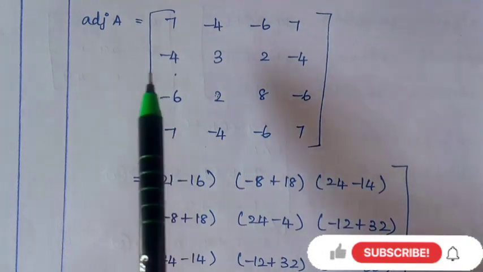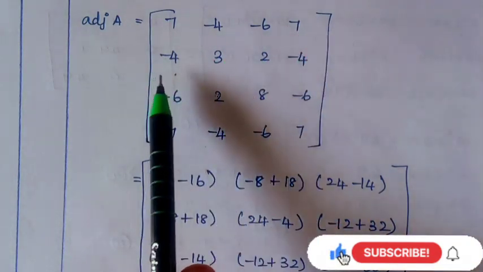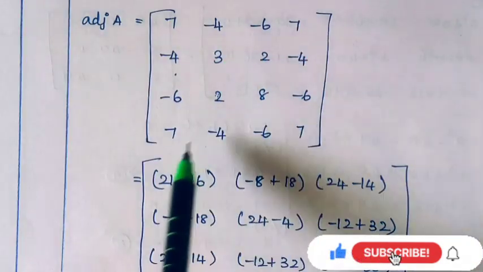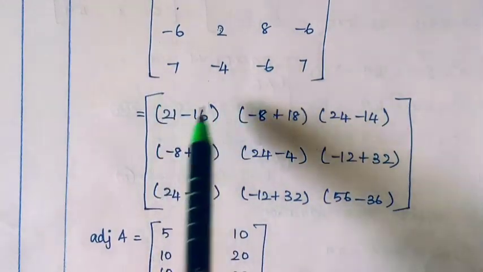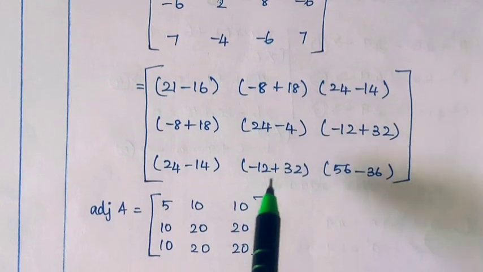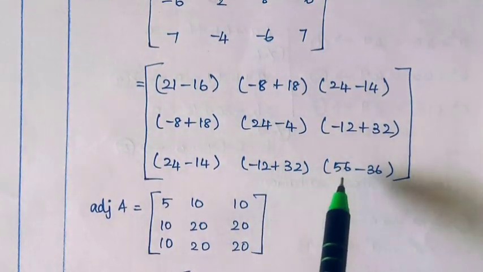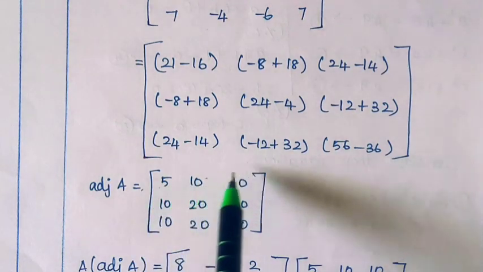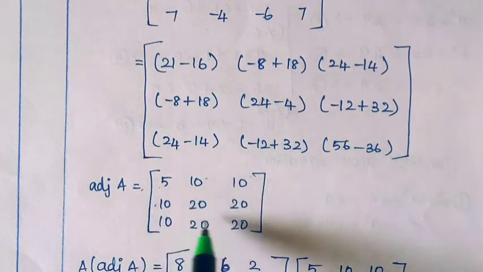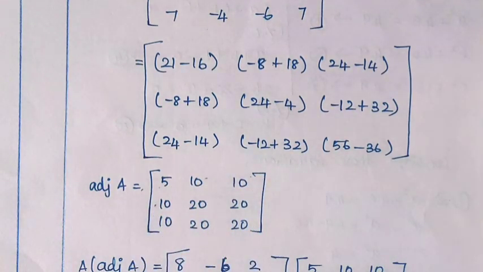And then adjoint A is 7, minus 4, minus 6, 7, minus 4, 3, 2, 8, minus 6, 7, minus 4, 6, minus 6, 7. Then multiplying it, 21 minus 16, we get this. And then adjoint A is equal to 5, 10, 10, 10, 20, 20, 10, 20, 20.